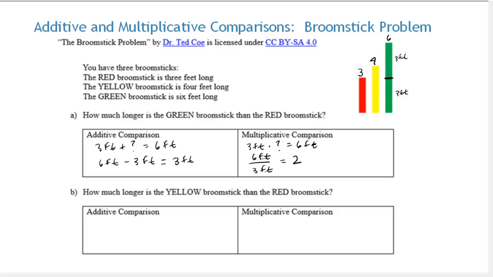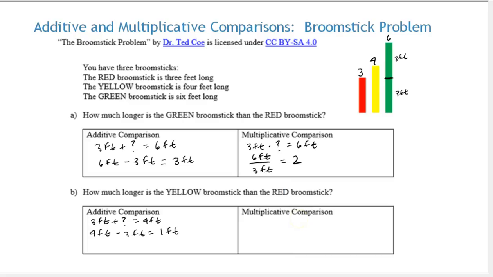Let's look at the next one. Now we're going to compare the yellow broomstick to the red broomstick. So first additively, what do we add on to the red to get the yellow? And you could probably see that the difference between 3 and 4 is 1, but let's write this out. So what do I add to 3 feet to get 4 feet? And to find this value, I'm going to use subtraction. 4 feet minus 3 feet is 1 foot. So the yellow broomstick is 1 foot longer than the red broomstick, additively.